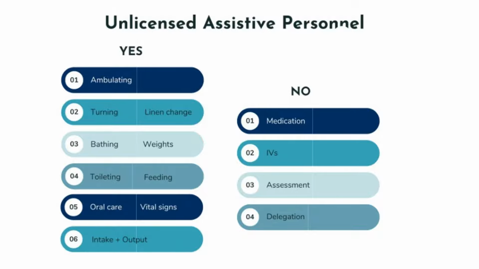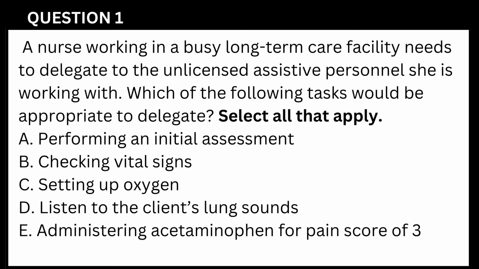Let's take the first question. A nurse working in a busy long-term care facility needs to delegate to the unlicensed assistant personnel she is working with. Which of the following tasks would be appropriate to delegate? Select all that apply.